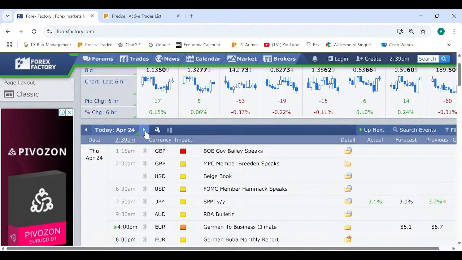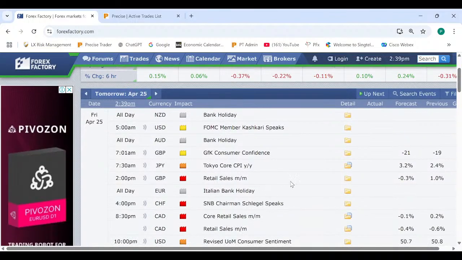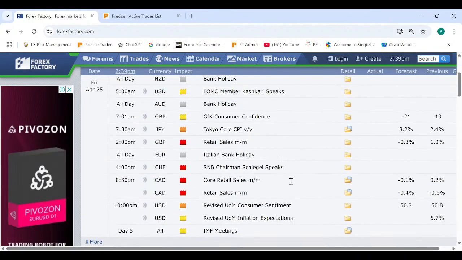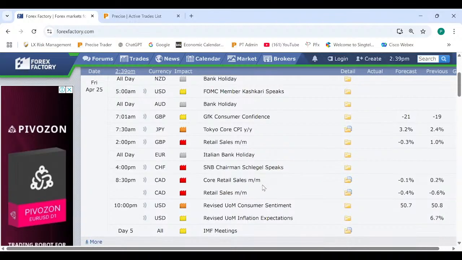And tomorrow we have New Zealand and Australia bank holiday, Italian bank holiday, and we have pound retail sales. Then Swiss National Bank chairman speaks, then followed by Canadian core retail sales and revised view of consumer sentiment from the US.